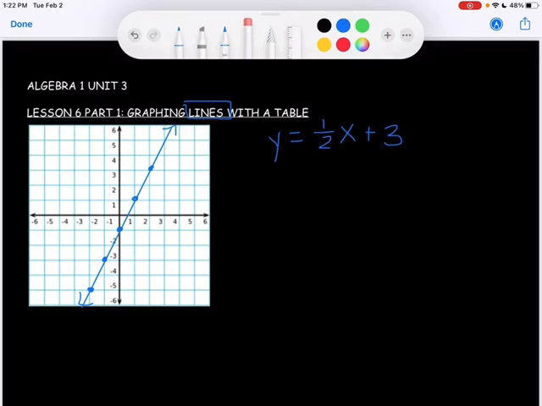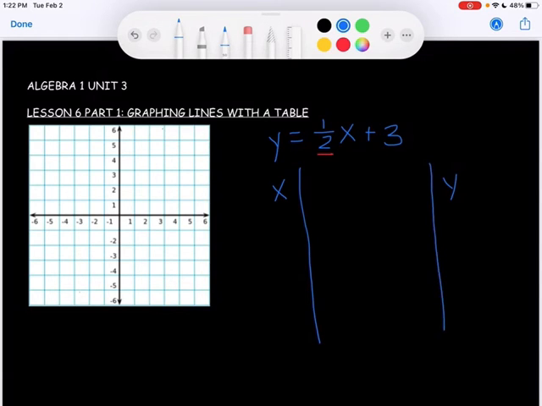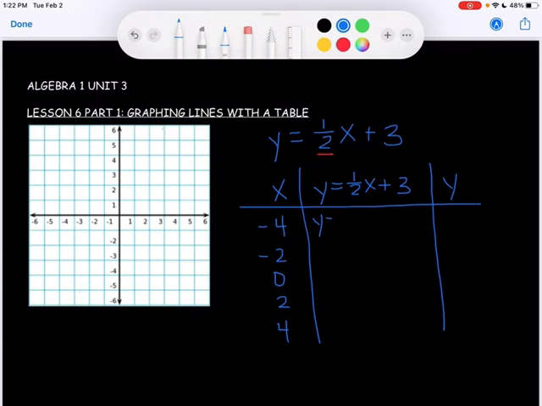When you've got this type, when there's a fraction in front of x, my suggestion is that you do multiples of the denominator. So the denominator here is 2. So the best thing when you're choosing values for x is to do multiples of 2. So like 2, 4, 6, 8, 0 will work. And then -2, -4. And the reason I do this is so that I don't end up with fractions in the end. You don't have to do it, but it just makes it easier for graphing. So I'm going to get y equals 1/2 times -4 plus 3.